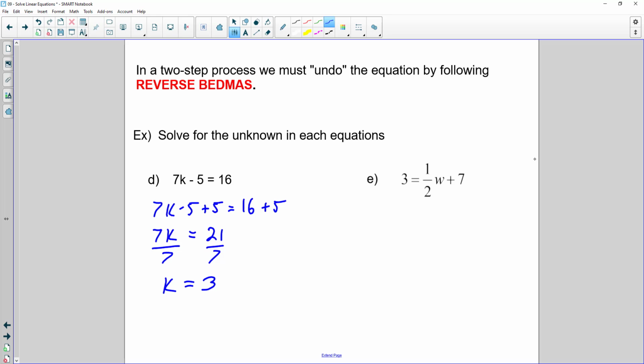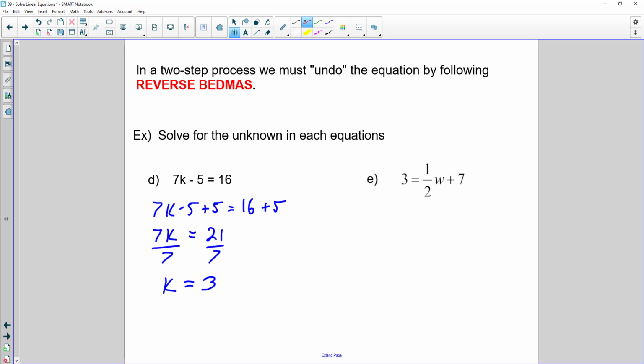All right, same thing here. 3 is equal to 1/2 w plus 7. Now, when we have fractions like this, it can be a little tricky, but we're going to come at this basically the same way. Remember, a fraction is still a number. Nothing changes. So what is stopping the w from being alone? Well, it's the 1/2, and it's the 7.